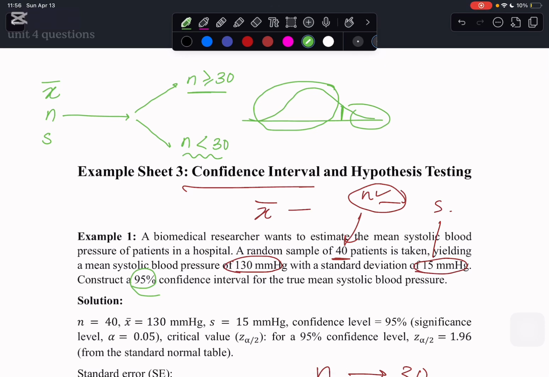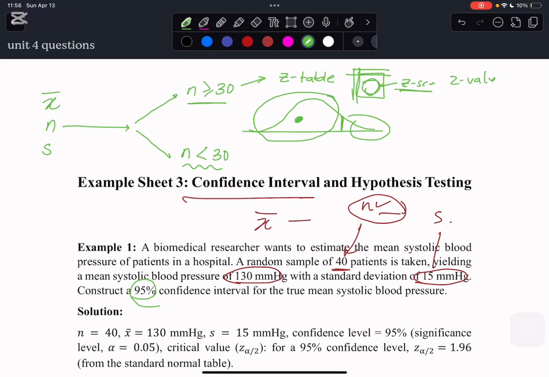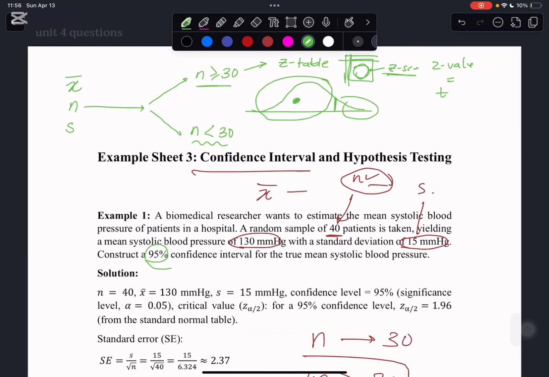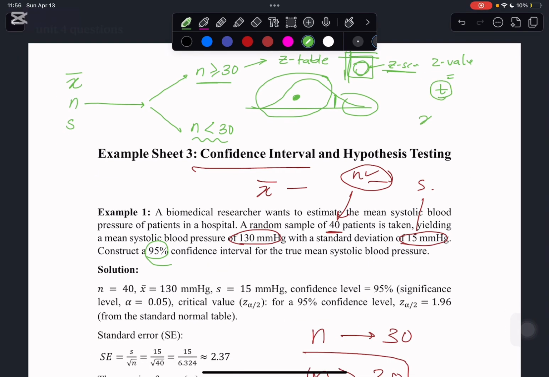Based on that, once you get a value from here, you go to the table and look inside it and find the number you got, the T score or the Z score. We want to find the Z value that gave us the Z score. The Z value is the T. And then you're going to take this T and plug it in: T times S over square root of N.